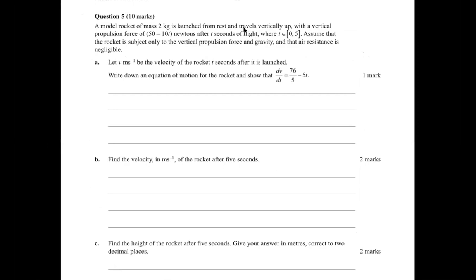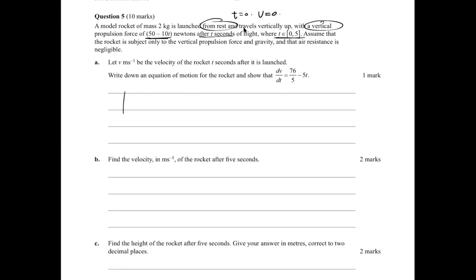A model rocket of mass 2 kilograms is launched from rest and travels vertically up, okay, from rest. At t equals 0, v equals 0. Vertical propulsion force 50 minus 10t newtons after t seconds of flight where t is 0 to 5. Okay, assume that the rocket is subject only to the vertical propulsion force and gravity.